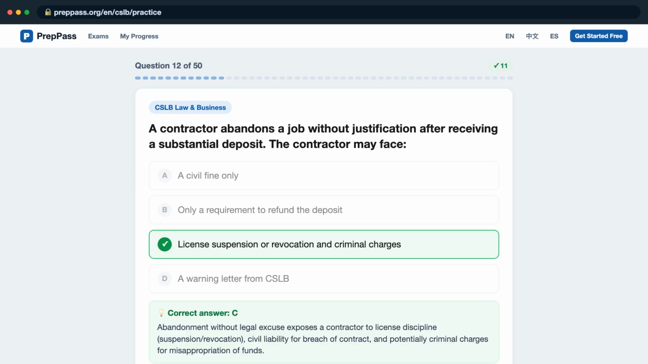Abandonment without legal excuse exposes a contractor to license discipline, suspension/revocation, civil liability for breach of contract, and potentially criminal charges for misappropriation of funds.